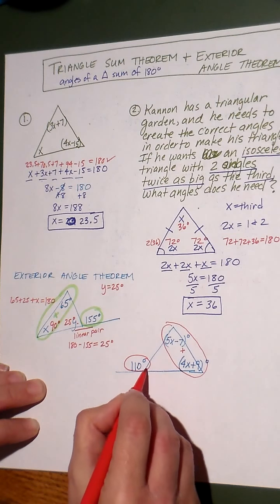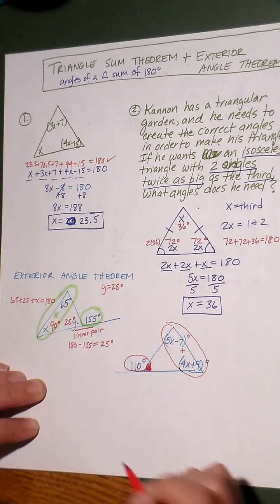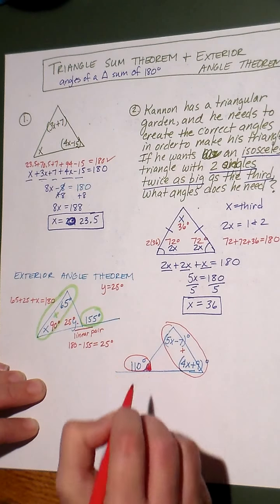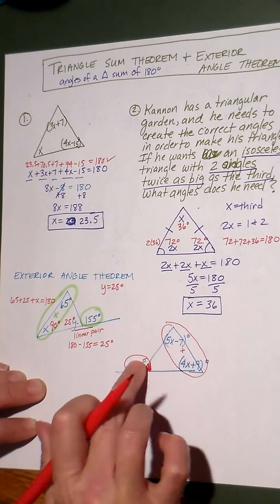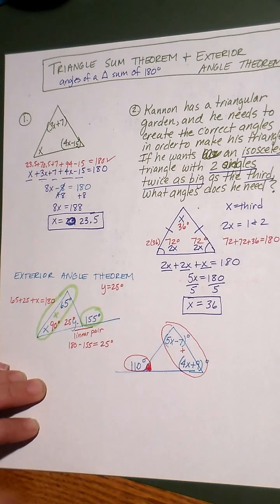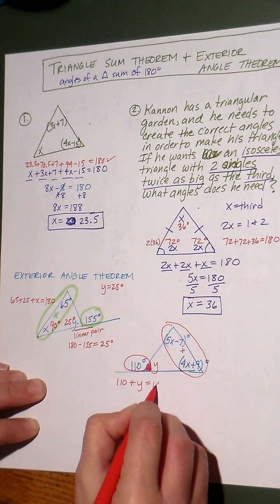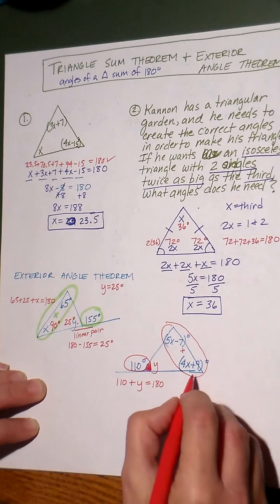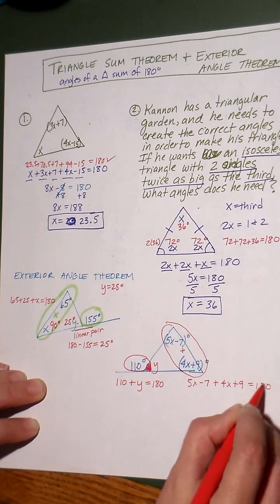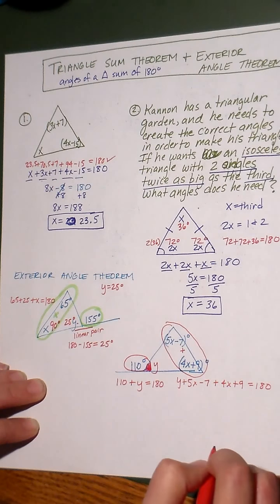Why does that work? Well, this one and this one add to 180, right? Because they're a linear pair. And these two and that one add to 180 because they make a triangle. So if this plus this is 180 and this plus this is 180, that would make sense that if I drop that angle out, we're left with these two equal to each other. You can actually derive it. If I wanted to make this angle y, I know that 110 plus y equals 180, right? Because they're a linear pair. I also know that 5x minus 7 plus 4x plus 9 plus y equals 180, right?